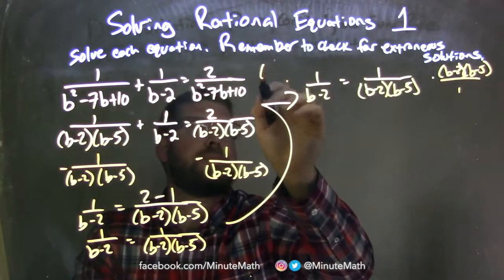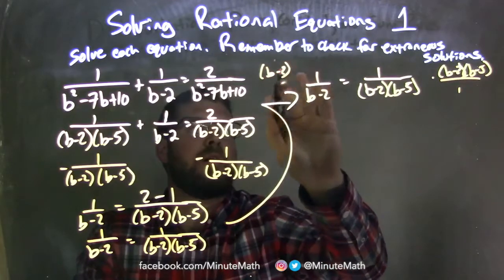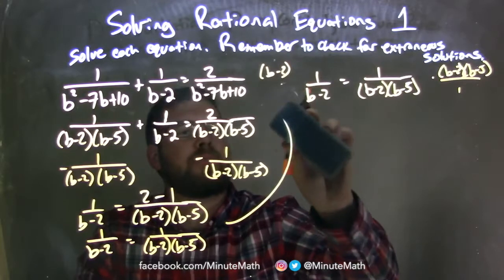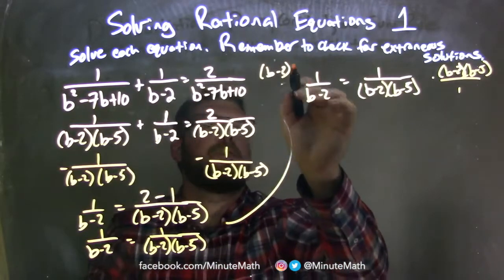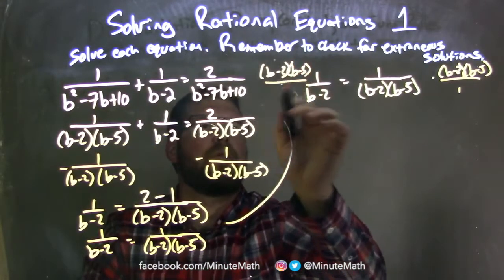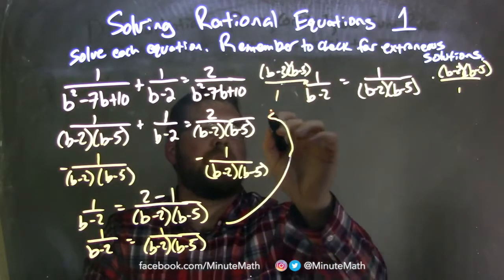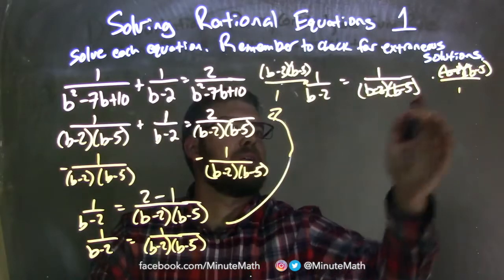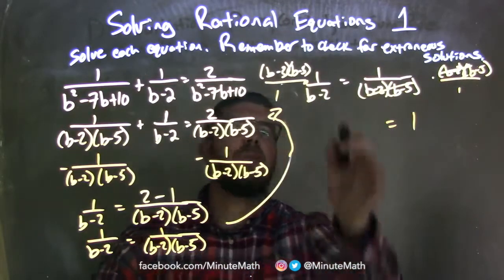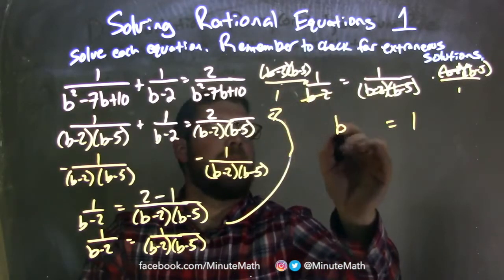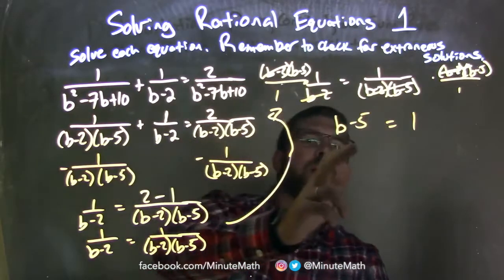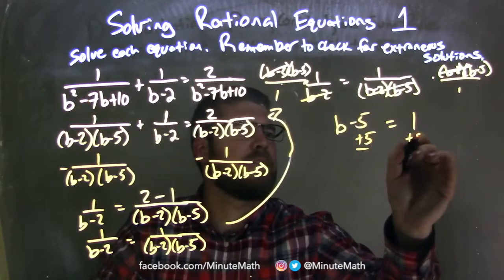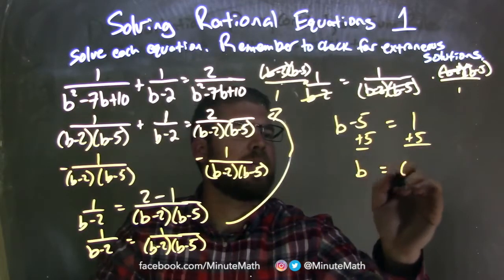Multiply by just b minus 2 times b minus 5 over 1. That's multiplication right there, so that's what's going on right here. Okay, so now in doing so, I eliminate this here, leaving me with just a 1 on the right, and the b minus 2's end up canceling. So I have a b minus 5 now. Okay, so I have b minus 5 equals just 1. Well, that's simple. Now I just add a 5 to both sides, and we're left with b equals 6.